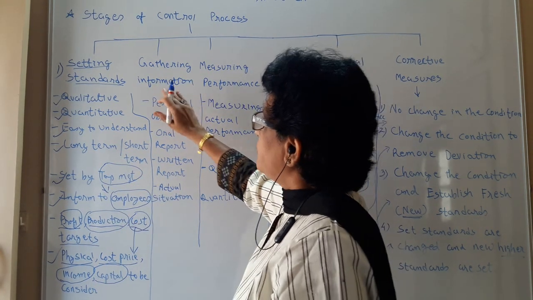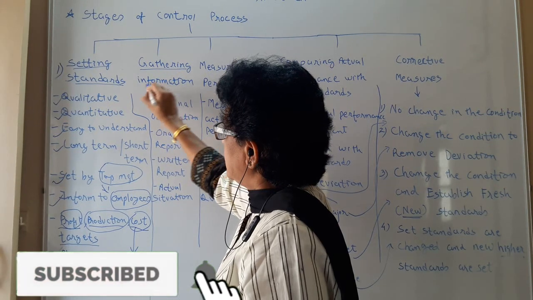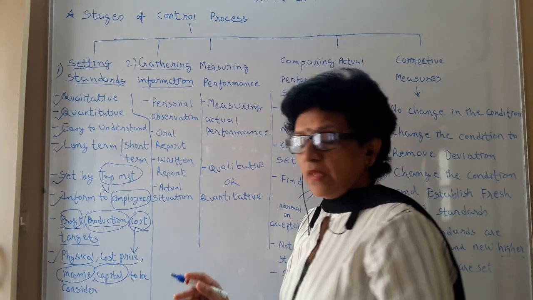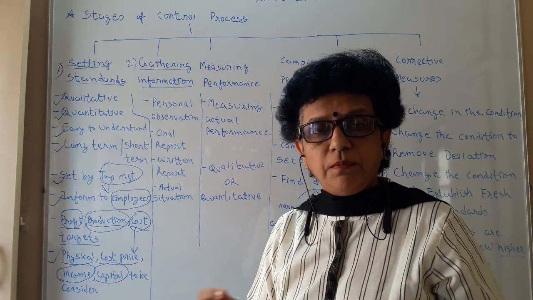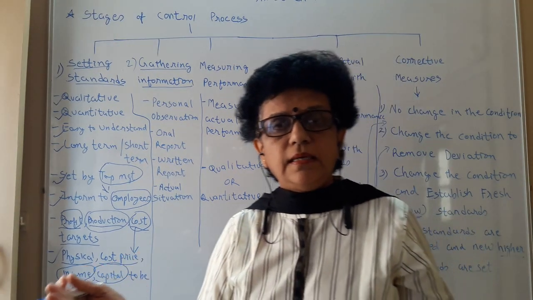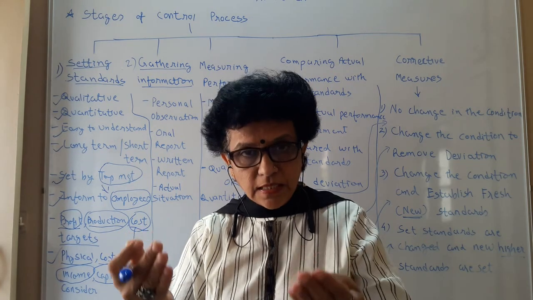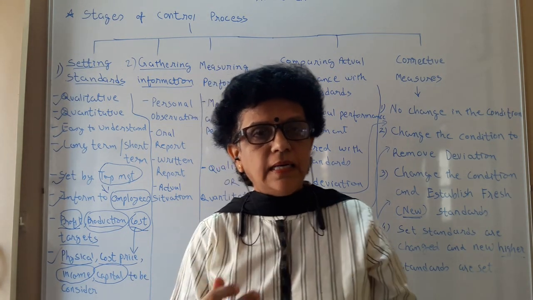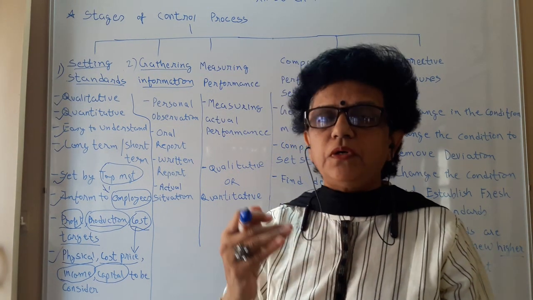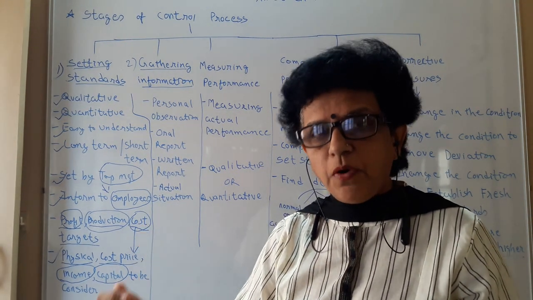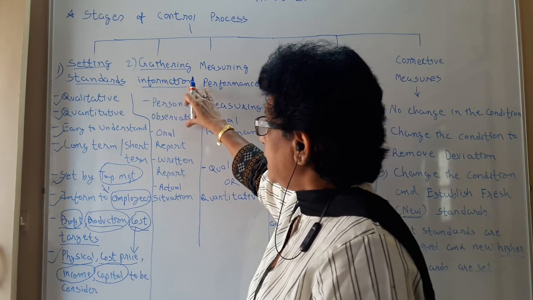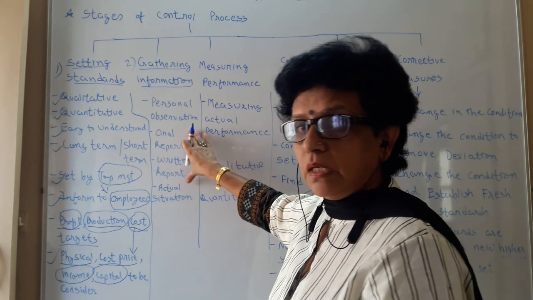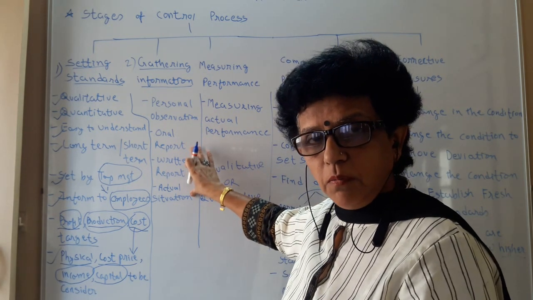Now the second step, step number 2, gather the information. Now you have to collect the information: what is going on in an organization. Is everyone doing work properly? Is everyone engaged with the purpose for which they are employed? So, gathering information from the organization through the middle level, through the bottom level.